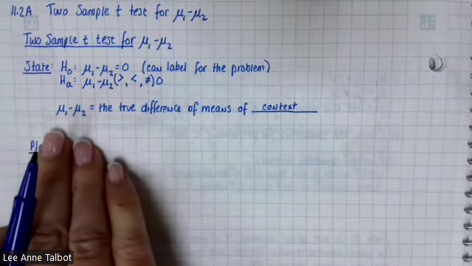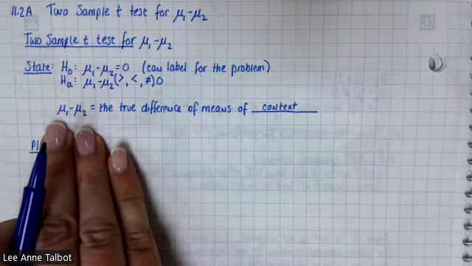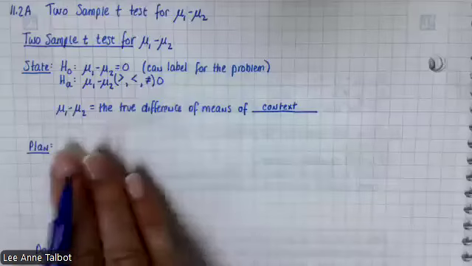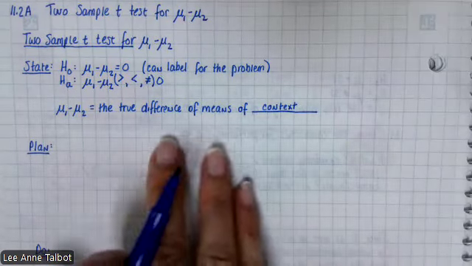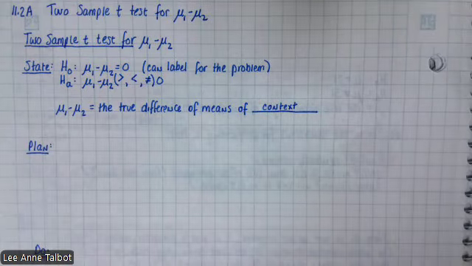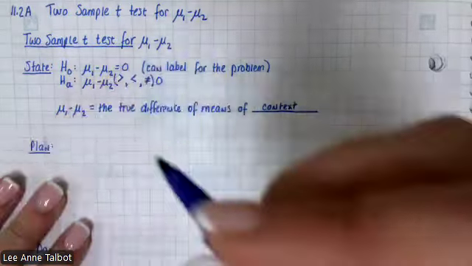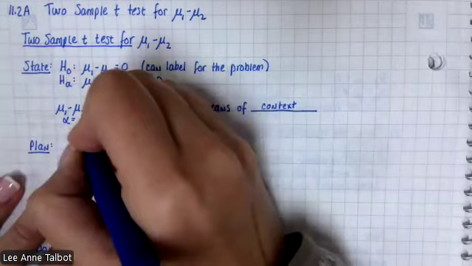Now, some of you told me that you like to do this separately. You don't like to say mu1 minus mu2 equals the true difference in means. You like to say mu1 equals the true mean of blank, mu2 equals the true mean of blank. You'll notice my homework is like that. I think this is less writing, so I do this. But again, it doesn't matter, whatever your preference. And then alpha equals something.